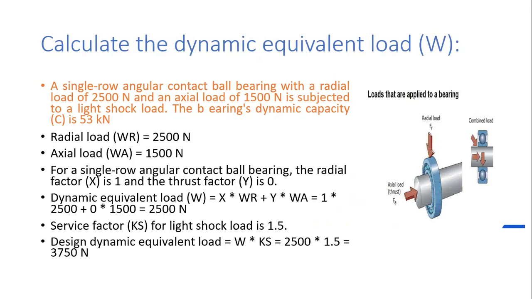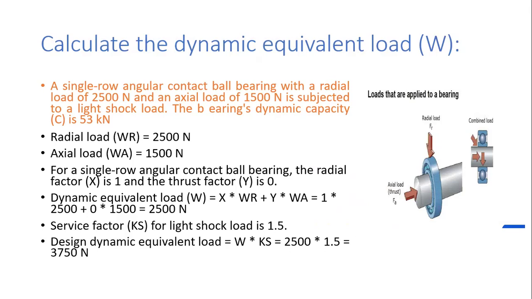Use that value and find out the value of X and Y from the design data book. So we know it is a single row angular contact ball bearing. Refer the data book and find out the radial factor and thrust factor X and Y for the given coefficient 0.6. So here the values are taken as X is 1 and thrust factor Y is 0. Use this to calculate the dynamic equivalent load W using this formula. We will get 2500 Newton. This is the calculated dynamic load.